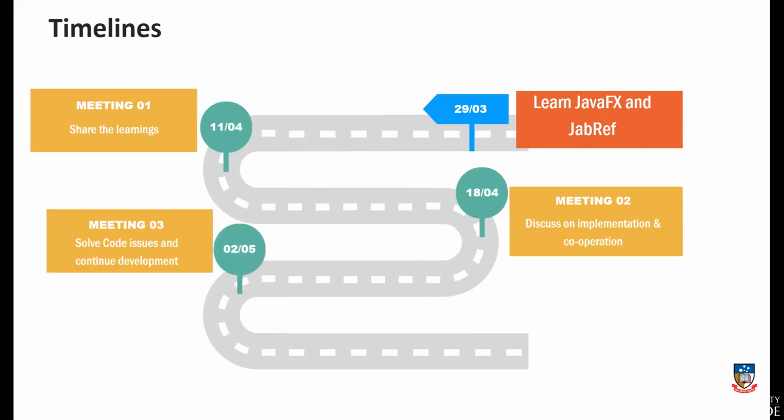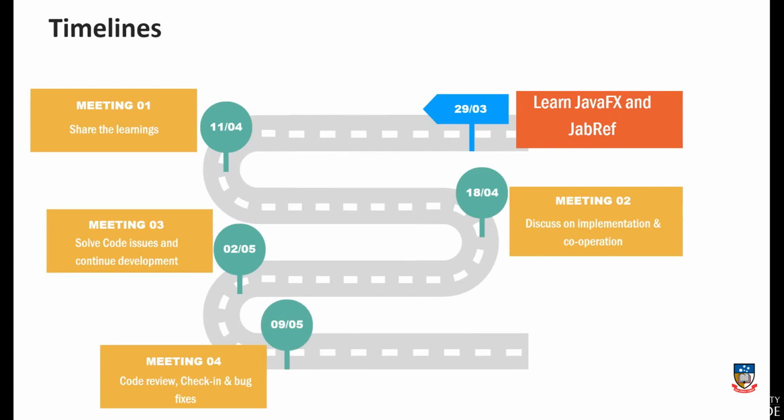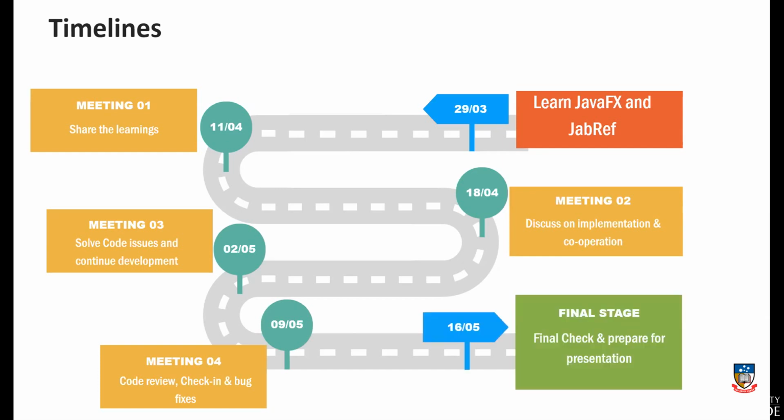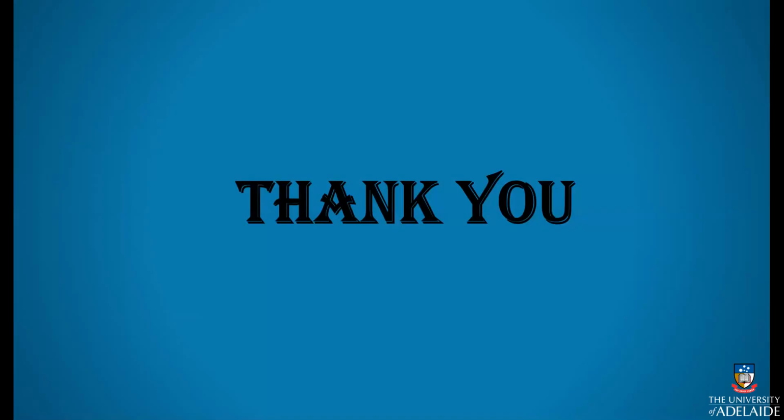So actually, we are already at this stage. After that, we're going to start coding. Then the meeting will focus on solving code issues and continuing development. Then after coding, we're going to review and check bugs. Before our submission, we will also check again and prepare the team presentation. Okay, that's all for Team 8 of the contribution proposal presentation. Thank you very much.